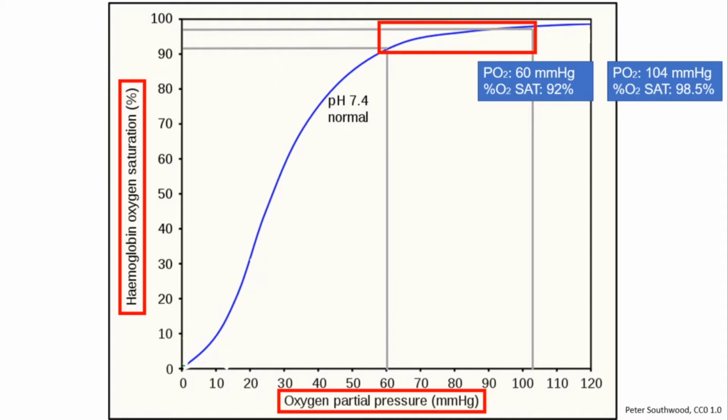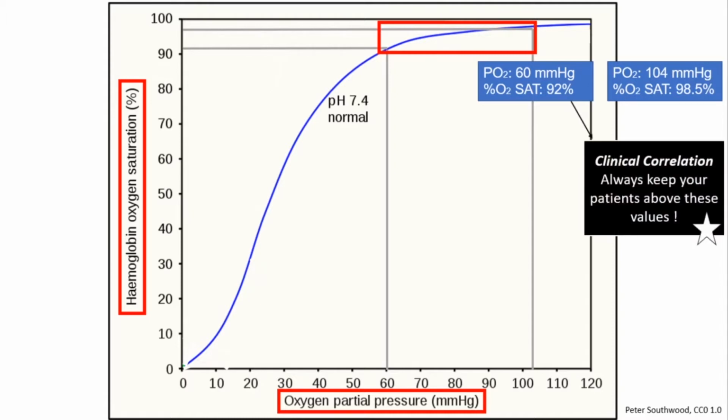This is clinically relevant because normally we keep our patients above this value of 60 millimeters of mercury or 92% of oxygen saturation. Because beyond this level, we can see that the graph will change dramatically, and clinically, also beyond this cutoff point, the patient can show symptoms of oxygen deprivation like neurological damage as an example. So always keep your patient above these values.